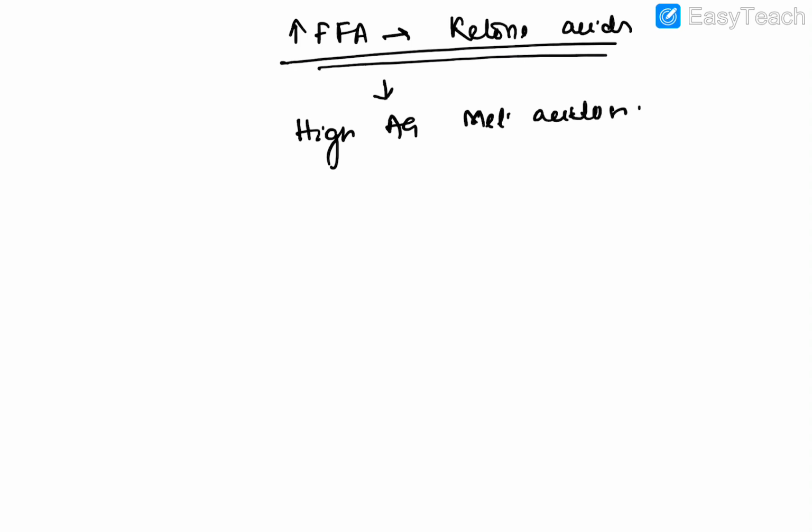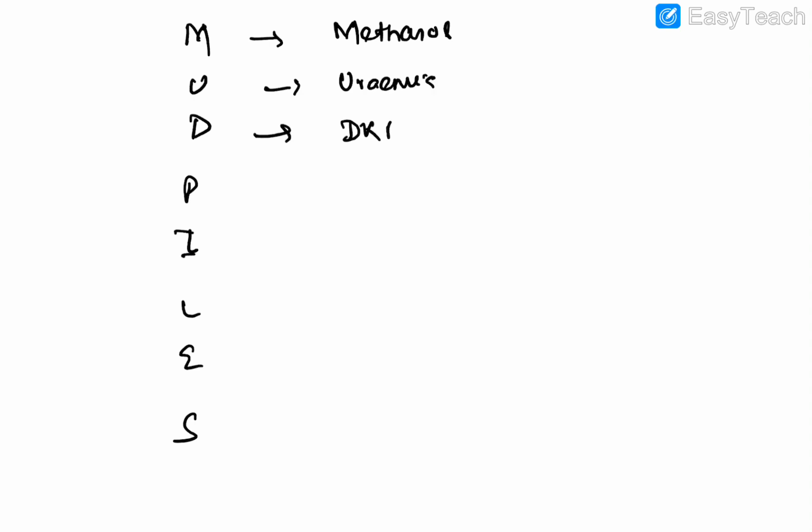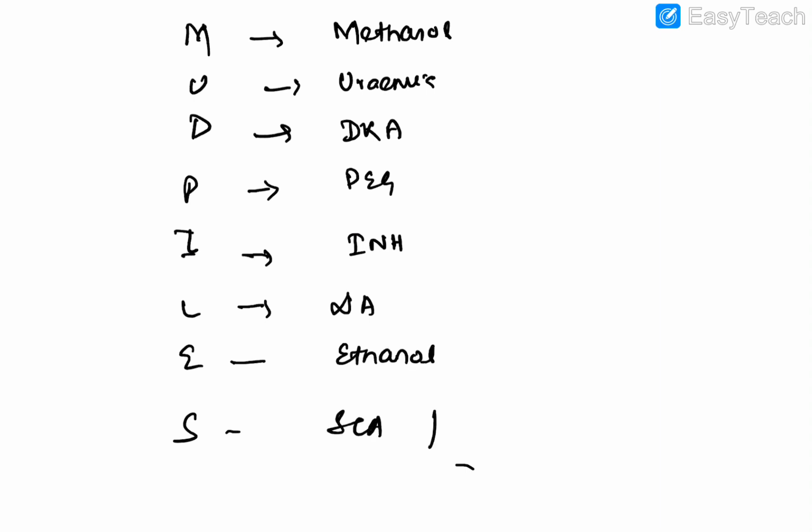Now, as a reminder, what are the other causes of high anion gap metabolic acidosis? It can be remembered by a very common mnemonic called MUDPILES. M is for methanol poisoning, U is for uremia that happens in CKD, D is for DKA, the present scenario that we are discussing, P is for polyethylene glycol poisoning, I is for INH toxicity, L is for lactic acidosis, E is for ethanol poisoning, and S is for salicylic acid poisoning. So these are the common causes of high anion gap metabolic acidosis.